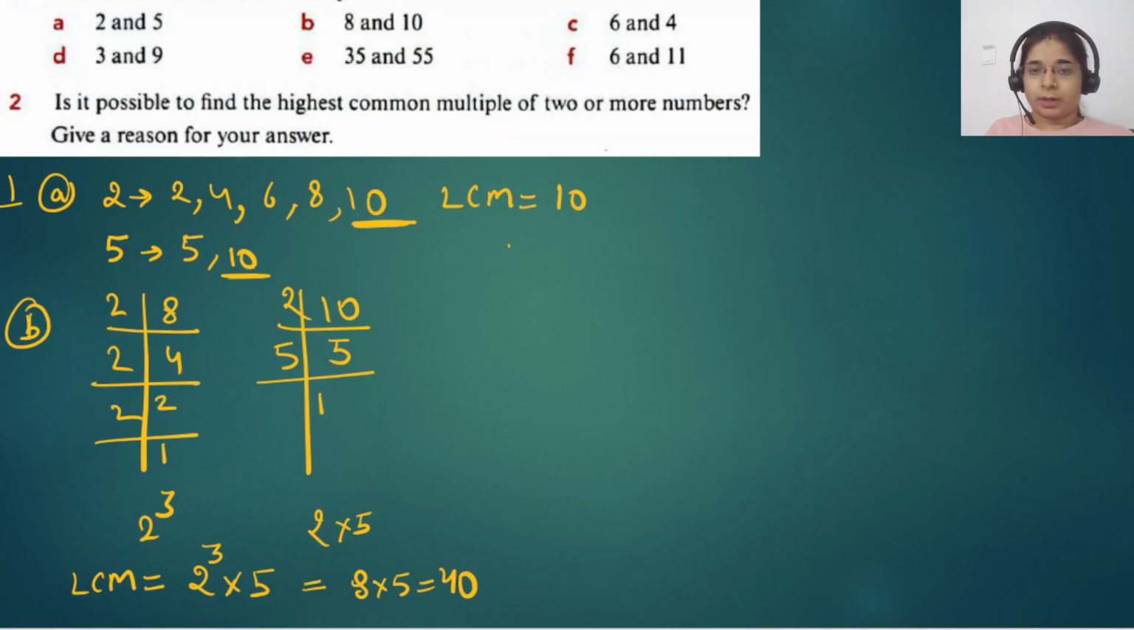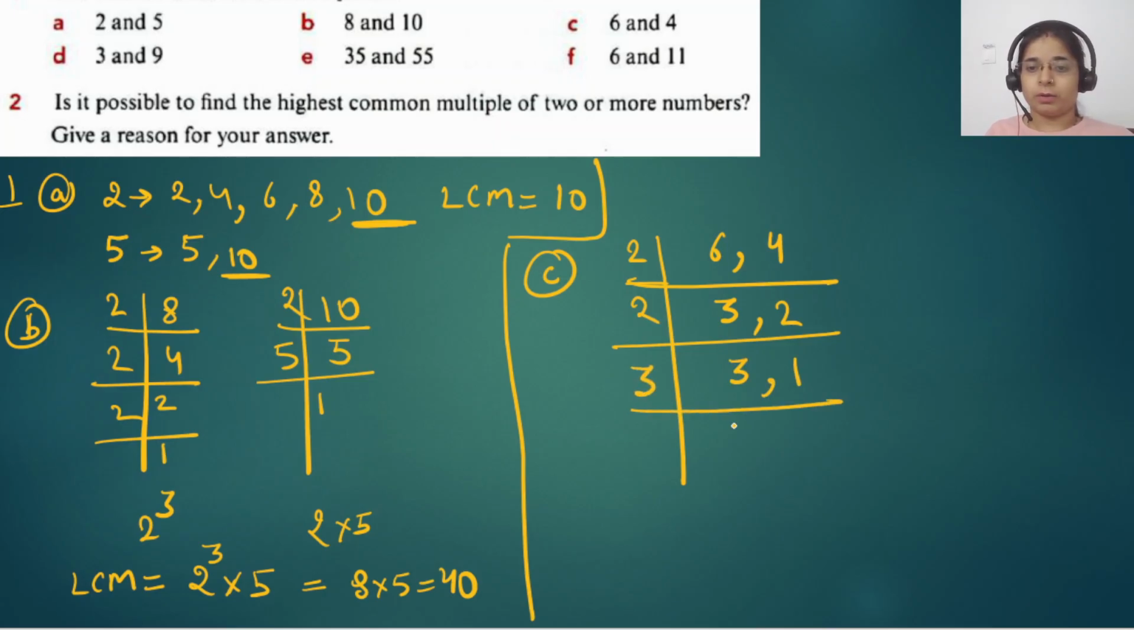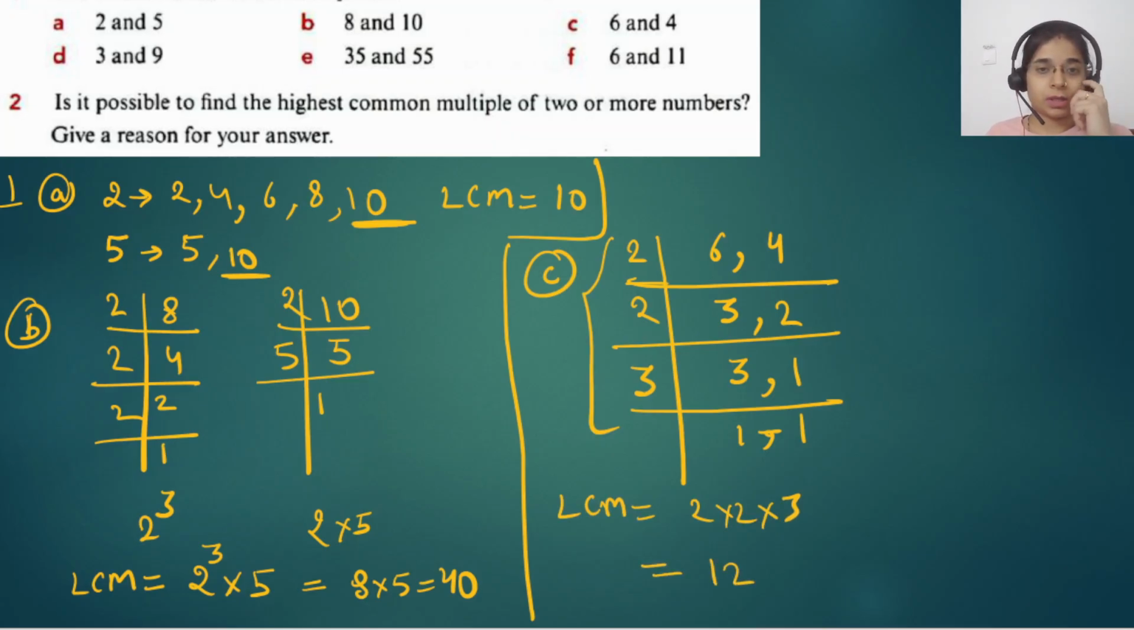Okay, let's try another question. Here I'm going to try question C with the third method, which is the division method. So that is 6 and 4. I'll write them separated by a comma. 2 threes are 6, 2 twos are 4. We can again do it with 2, 3 as it is, 1. Now we divide it by 3. Now all the numbers are reduced to 1. So the product of all these divisors will be the LCM. So that is 2 times 2 times 3, which is 4 times 3, that is 12. So 12 is the LCM for 6 and 4.